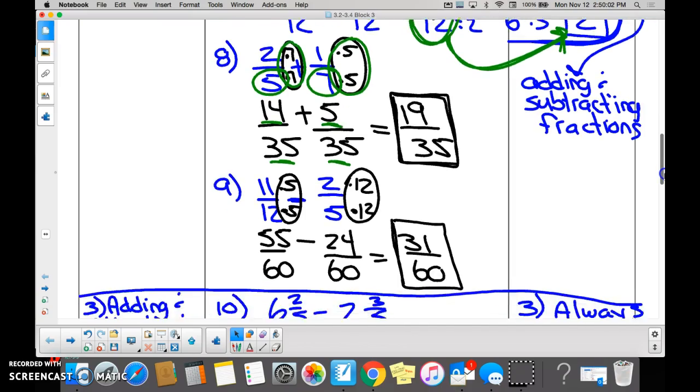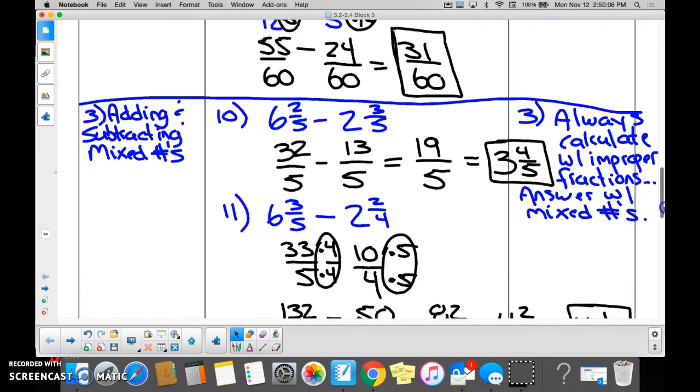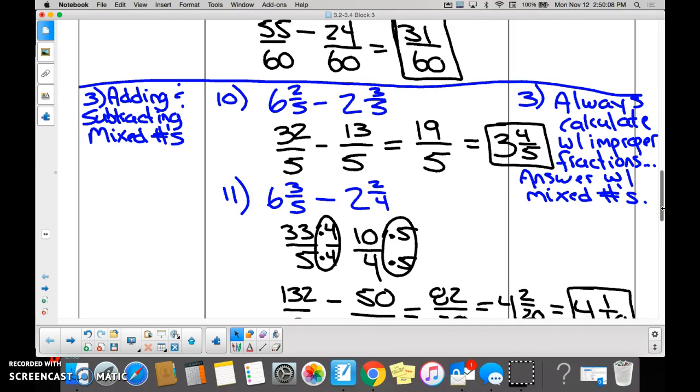Number 9 is another example, but with subtraction. Moving on to mixed numbers, adding and subtracting mixed numbers. What do you do when you have mixed numbers before you can do anything else? No, you don't look at the denominator. That's exactly what I don't want you to do. Remember, you always need to be calculating with impropers.